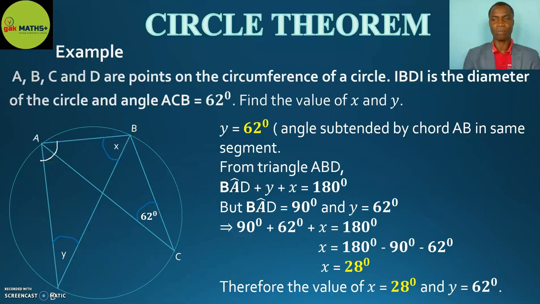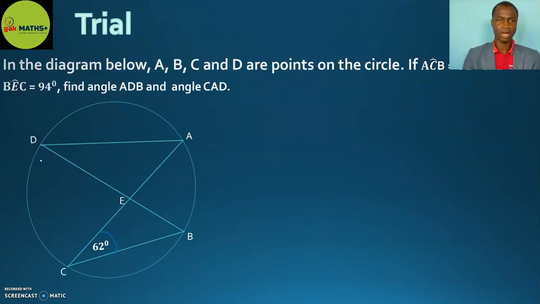Great. This is how to apply the theorem we just learned. Let's now take a trial question. Pause the video and solve this question. In the diagram below, A, B, C, and D are points on the circle. If angle ACB is equal to 62 degrees and angle BEC is equal to 94 degrees, find angle ADB and angle CAD.